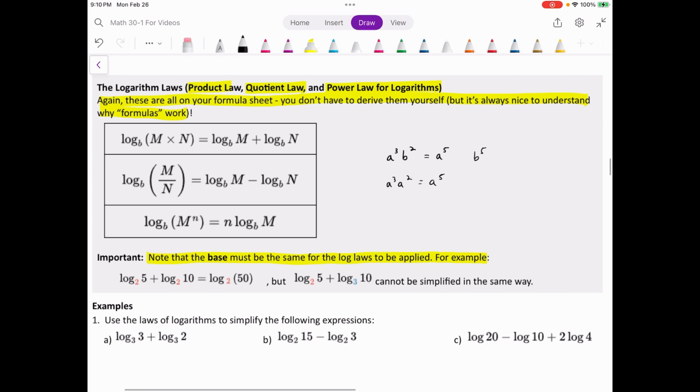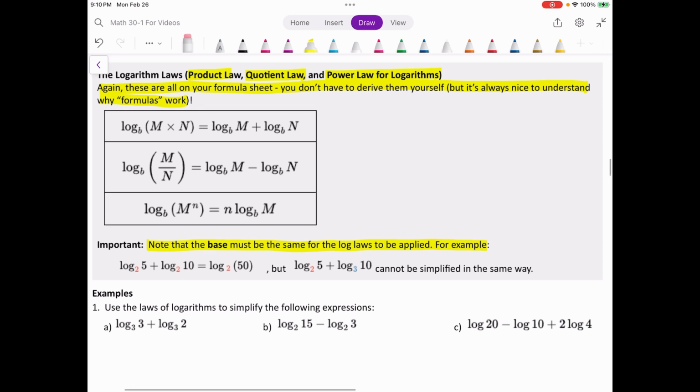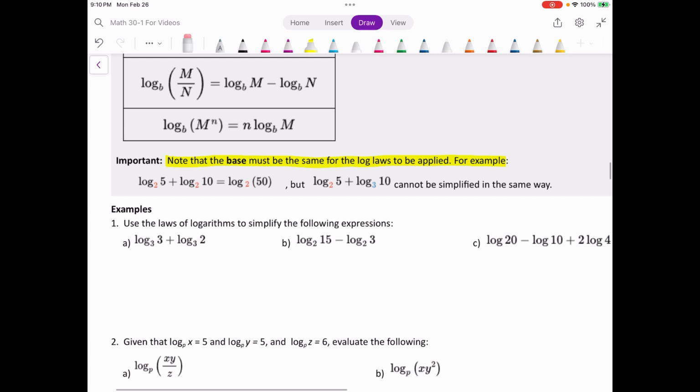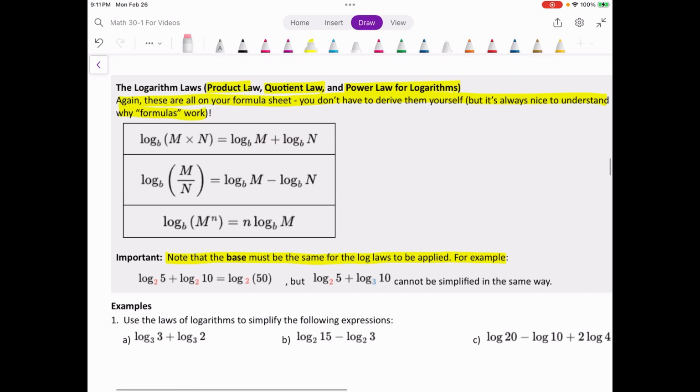Then you can say it's a to the power of 5, right? This doesn't work. It doesn't even really make sense. So same thing for our log laws. We could simplify if we have log base 2 of 5 plus log base 2 of 10. We could use our log laws to combine those into log base 2 of 50. Do you see where that came from?